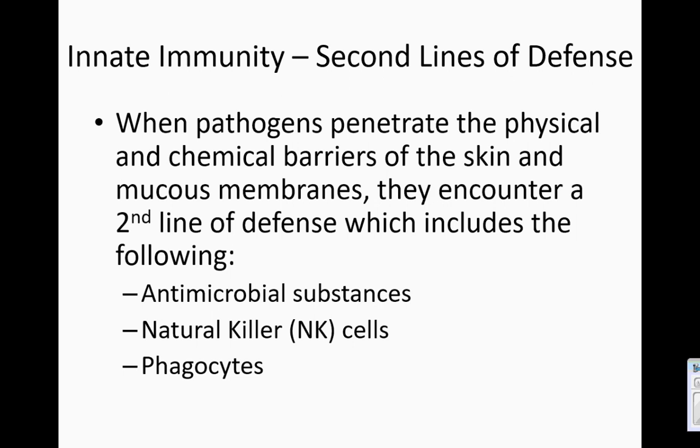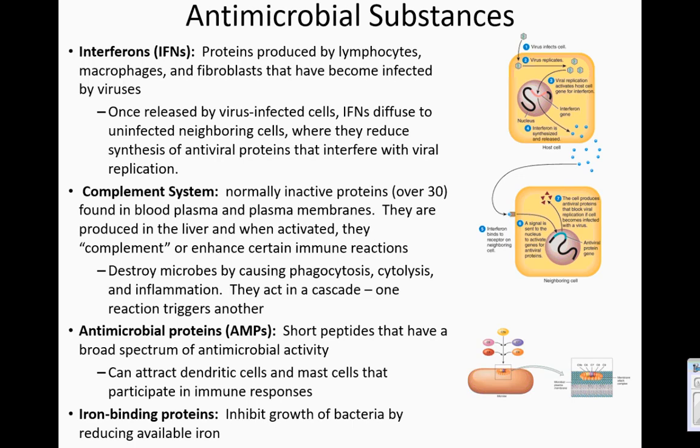Okay. The first set of structures that we're going to talk about are these antimicrobial substances. We have 4 different antimicrobial substances that are part of this second line of defense. First, they're called interferons, which the beginning of that word kind of tells you what it does. It interferes. Okay. How it interferes, we'll talk about here in just a second. But these are proteins produced by lymphocytes. We know lymphocytes are those major soldiers of the immune system.